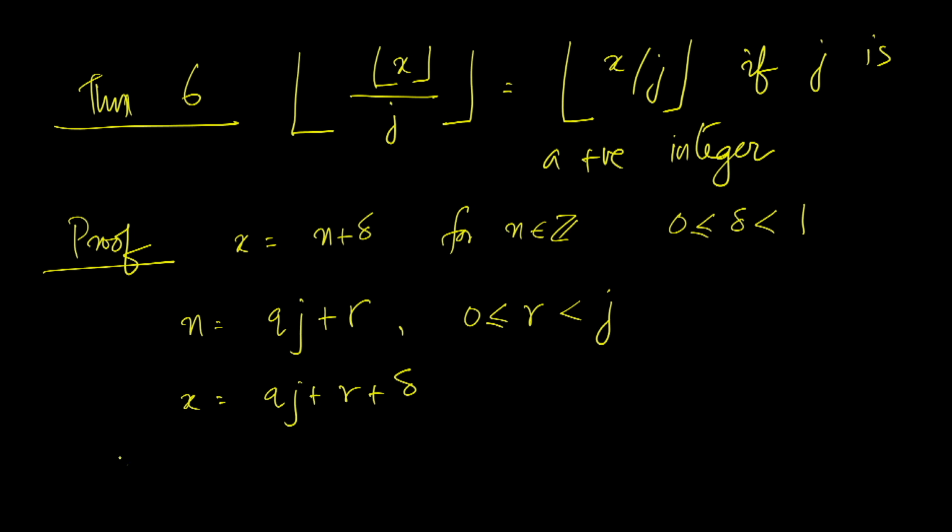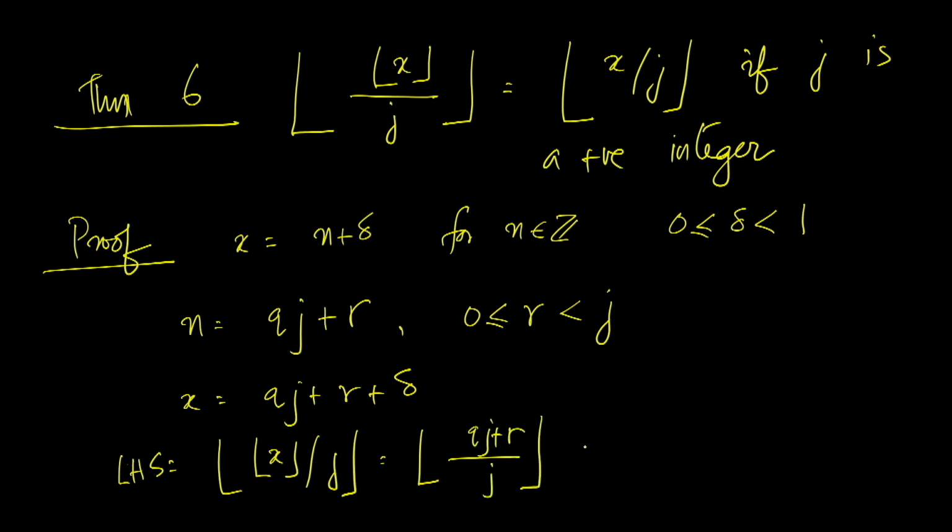Now, let us consider the left hand side. The floor of x is qj plus r. So, we have the floor of qj plus r by j, which is the floor of q plus r by j. Since r is less than j, this fraction r by j is strictly less than 1, therefore, this would be q. So, the left hand side is q.